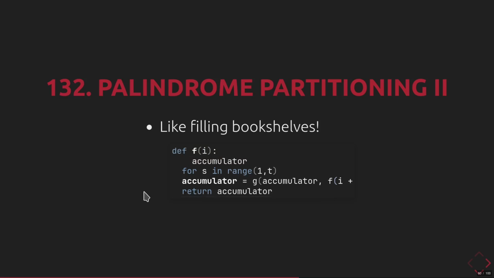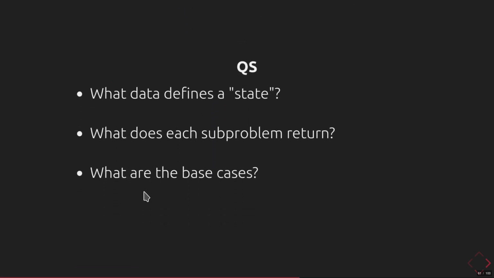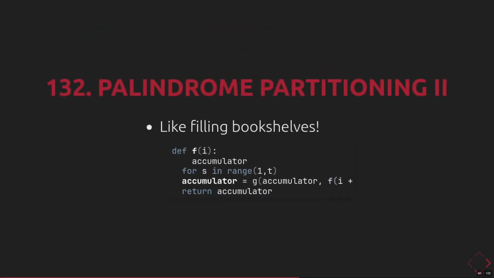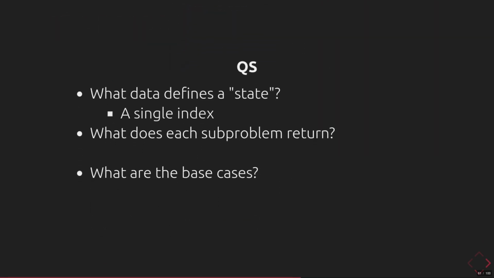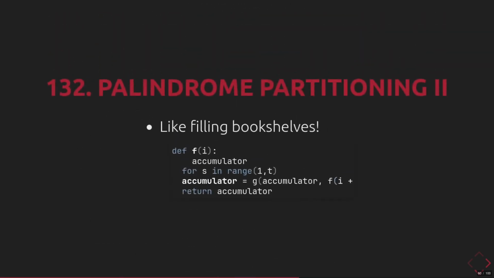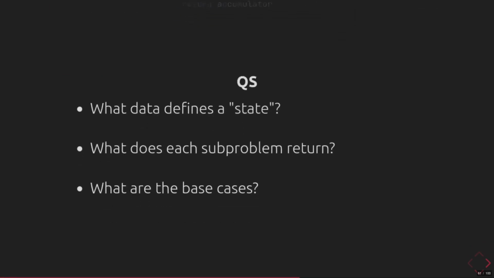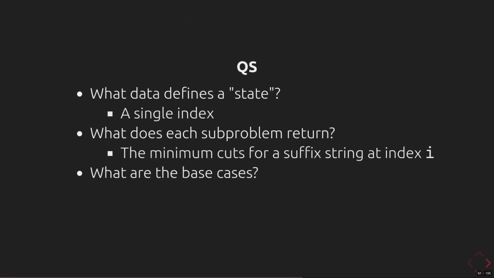For this problem, let's talk about these questions again. What defines a state? Well, for this formulation, and this is not the only recurrence relation that you could use, I want to stress that I'm only showing you one way to do this. What defines a state is a single index, right? It's the suffix of that particular string. What does each subproblem return? Well, it returns the same thing as the entire problem, and that is the minimum cuts for a suffix string starting at index I.